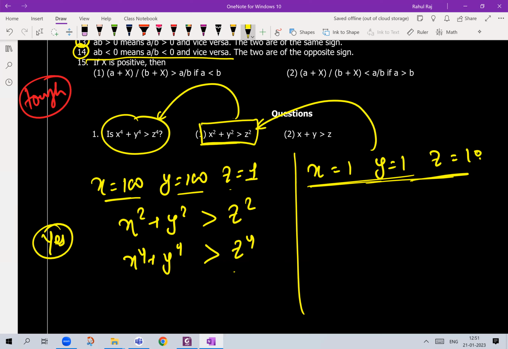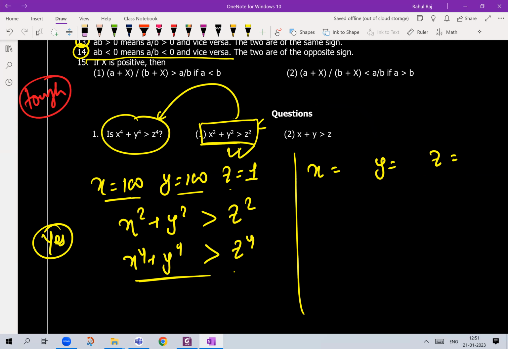For this value, x square plus y square is not greater than z square. So you have to take values with respect to the statement. You can't take your own independent values. You can't say x is equal to 1, y is equal to 1, z is equal to 10, and Rahul, I'll have a no situation. No, that's wrong. You just can't do that. Statement number 1 is given to you and statements are absolute in GMAT, in data sufficiency. So we can't challenge this statement. So we have to look for values for which my statement is sufficient, but the question is not.